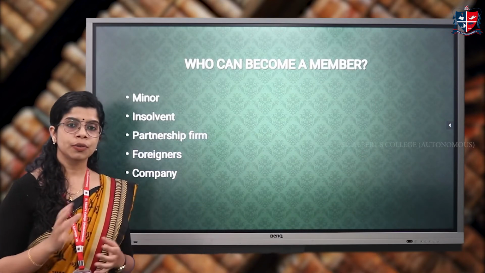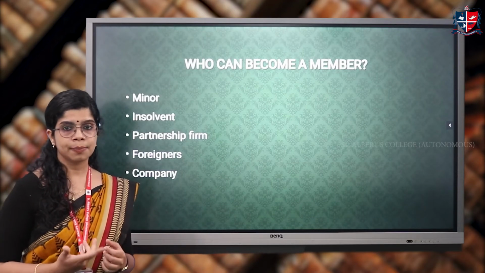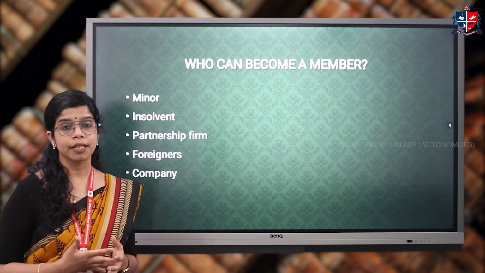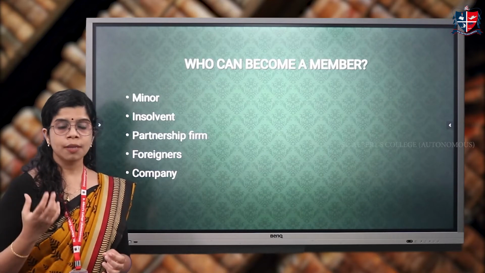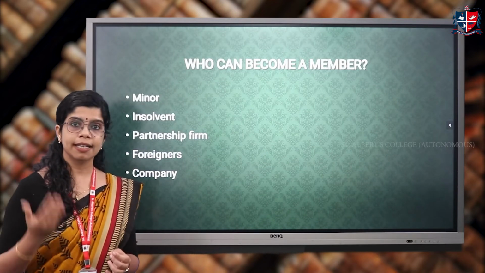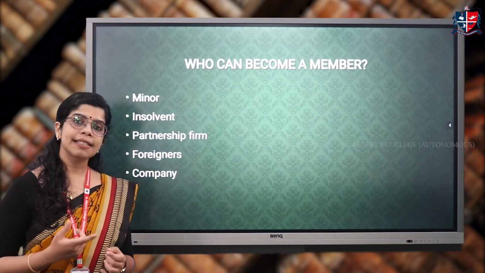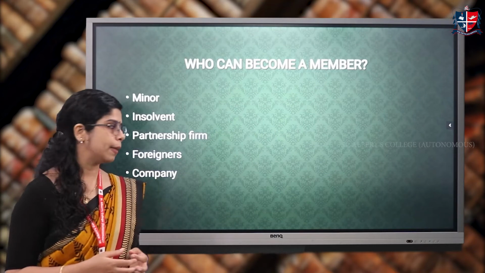Now, foreigners can become a member of a company, but they have to get the RBI's approval through the FEMA Act. So, if that approval has been received, the foreigner can become the member of a company. But in case the foreigner belongs to a country with which India is at war, then the foreigner becomes an alien enemy. In that situation, he ceases to become a member of a company.